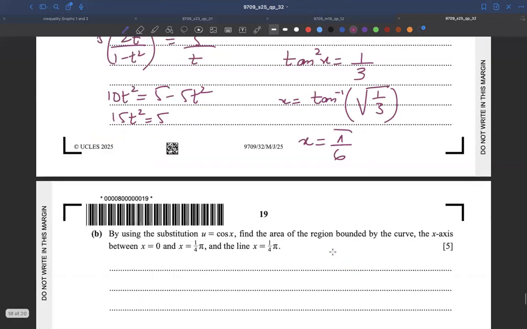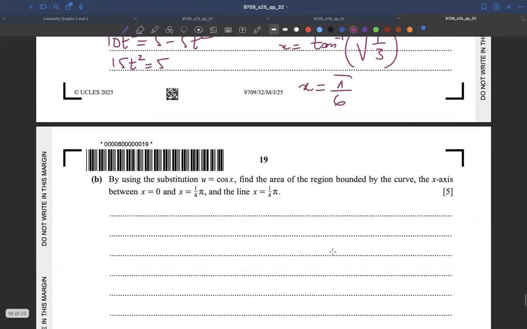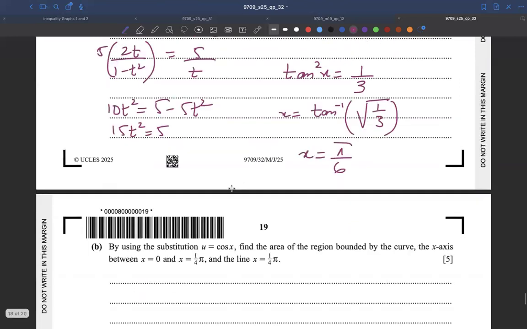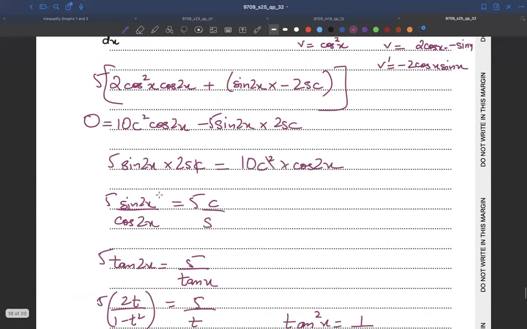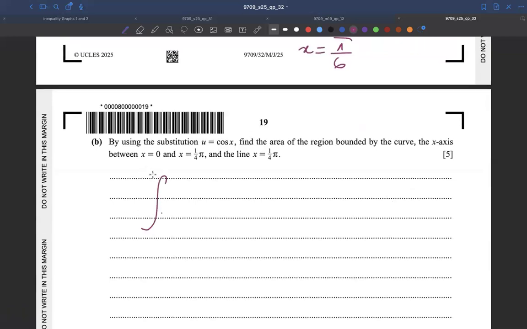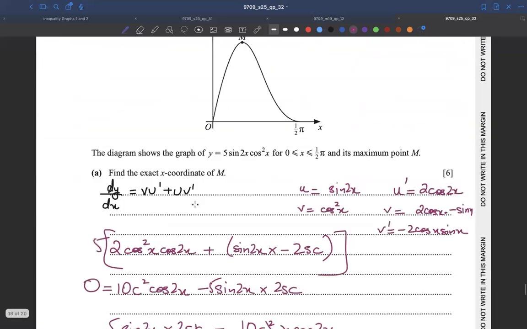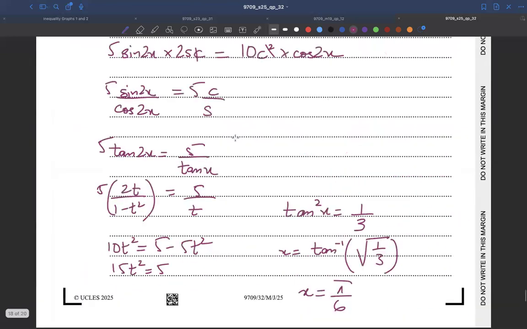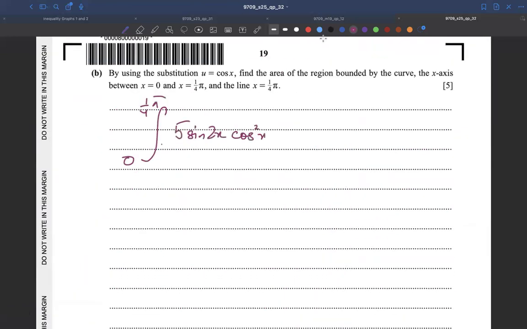Now in part B, by using the substitution u equals cos x, we have to find the area of the region bounded by the curve, the x-axis, between these 2 points and the line x equals 1 upon 4 pi. So the equation is 5 sin 2x cos squared x. So we have to integrate with the limits 1 upon 4 pi and 0. So that is 5 sin 2x into cos squared of x dx. Now whenever we are using substitution, the first thing we do is find du by dx.